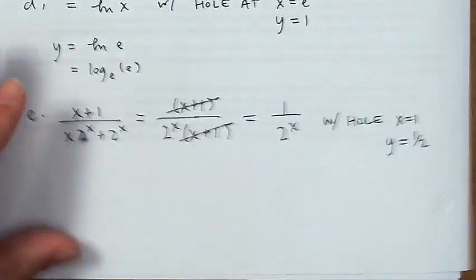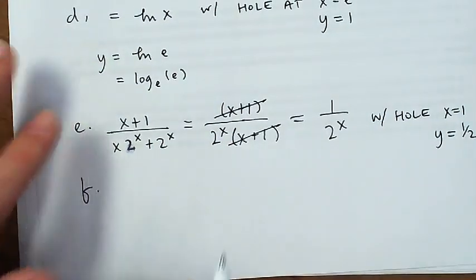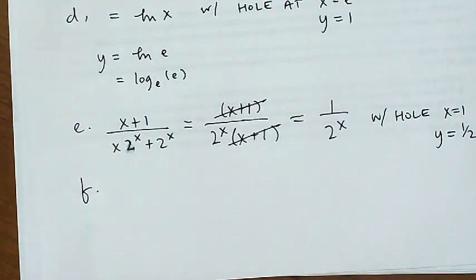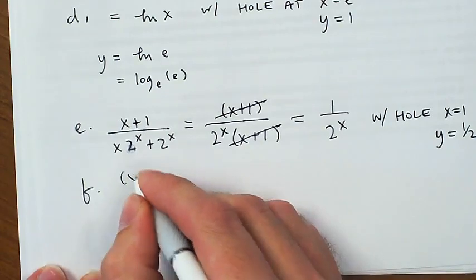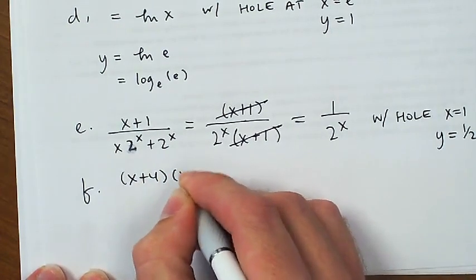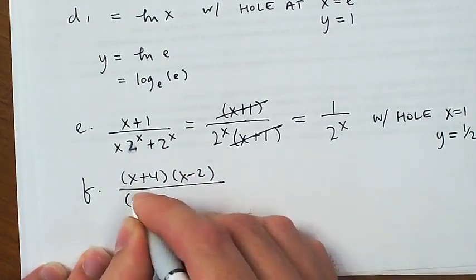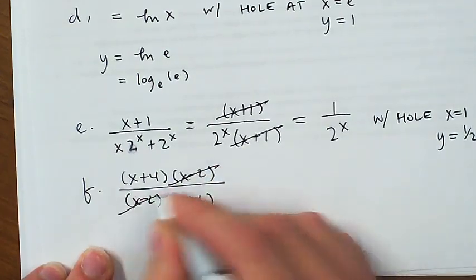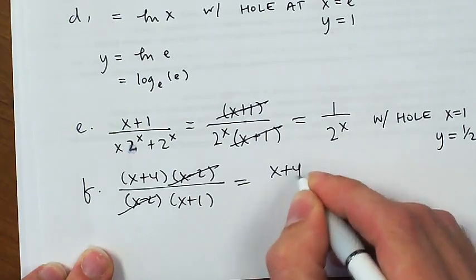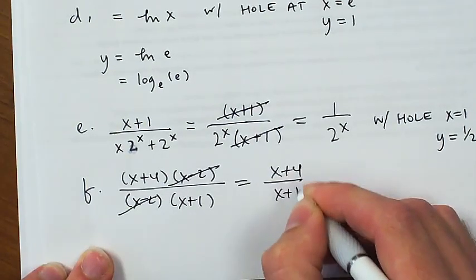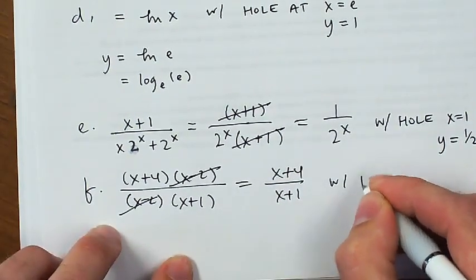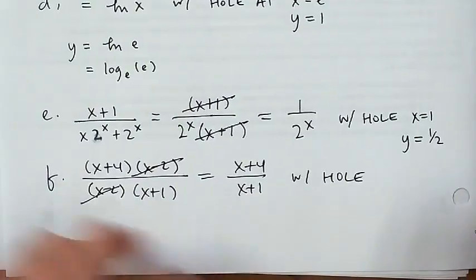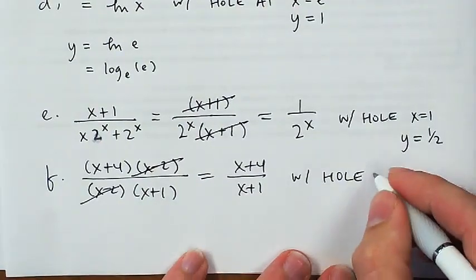Okay, there we go. I think I've got one more where we're supposed to find the coordinate of the hole, but yeah, here it is. Okay, it's already factored for us. That's great. x plus 4, x minus 2 divided by x minus 2, x plus 1. Okay, so I can cancel off the x minus 2's. Be left with x plus 4 over x plus 1, but I've got a hole at x equals positive 2.